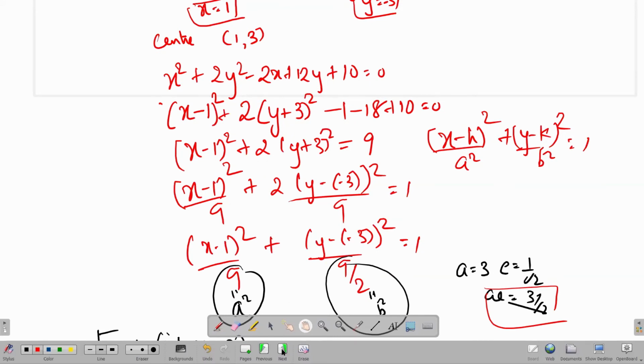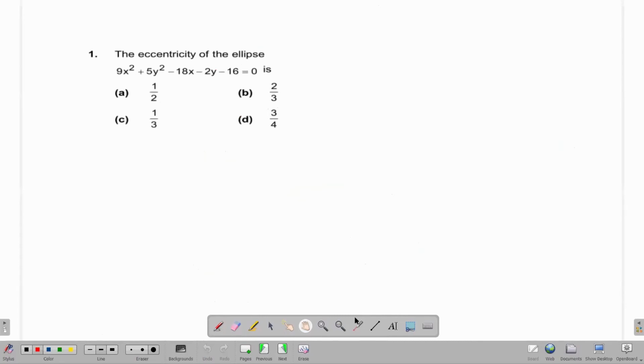Now, a further application is here. Look, the eccentricity of the ellipse 9x² + 5y² - 18x - 2y - 16 = 0 is... As I told you, eccentricity is the root of 1 minus, just take the smaller denominator in the numerator. The smaller coefficient of x² and y² is here 5, so take that in the numerator, and the greater one, that is the coefficient of x², take in the denominator.